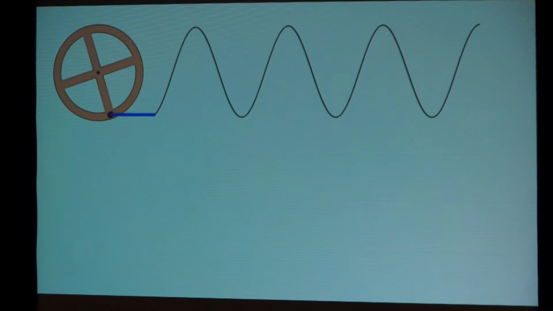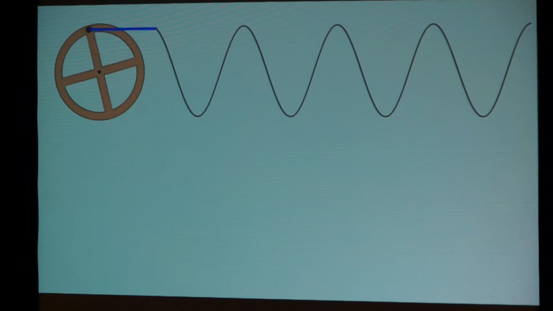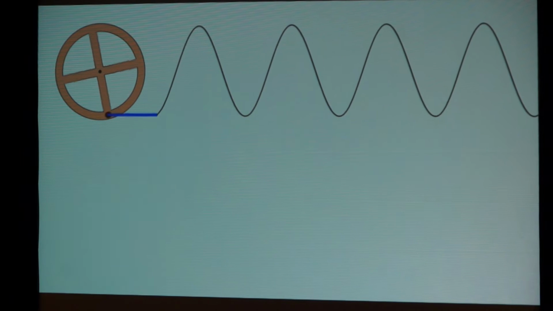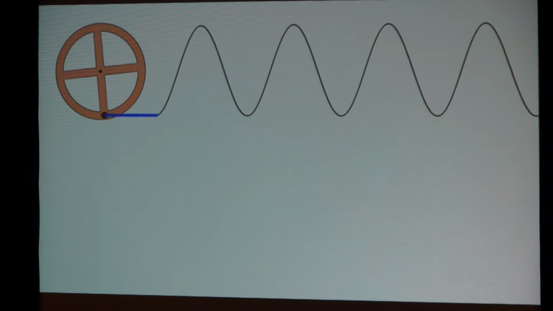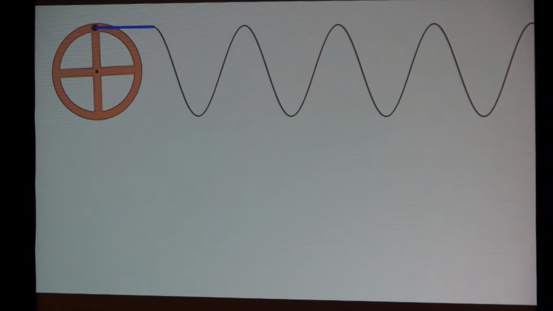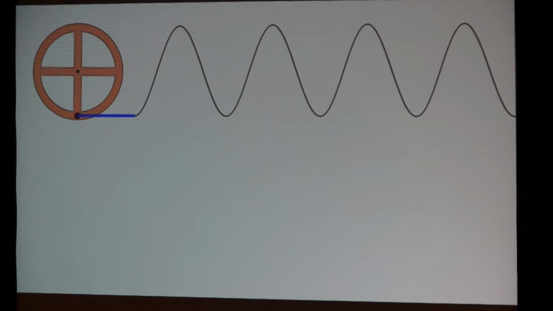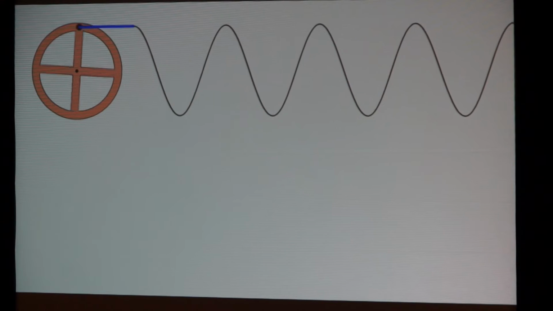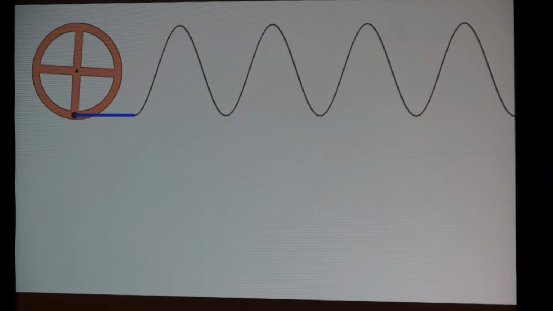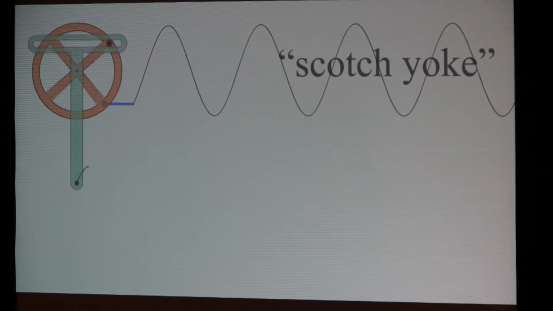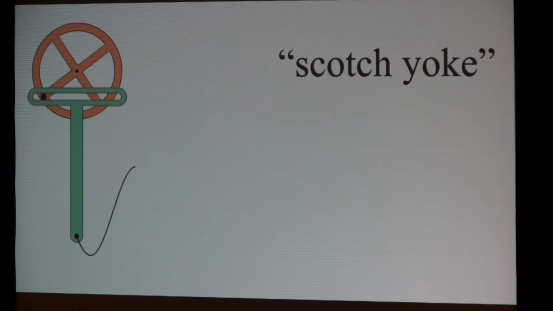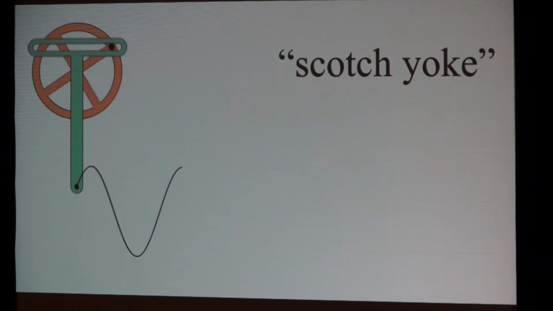But this would be a little hard to actually realize in real hardware because of that blue bar that keeps changing size as it goes around. There is actually a mechanism that converts rotational movement in a wheel to linear sinusoidal motion. It's called the Scotch yoke, sometimes also known as the slotted crosshead.